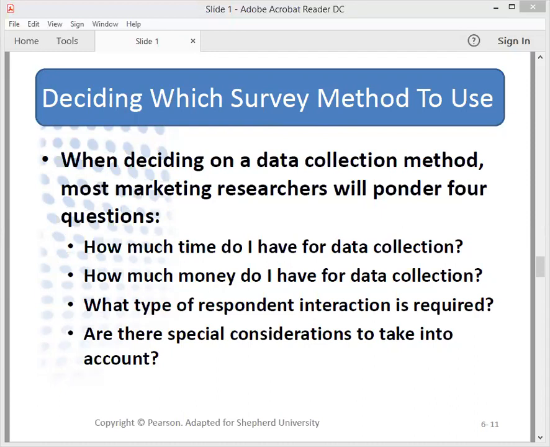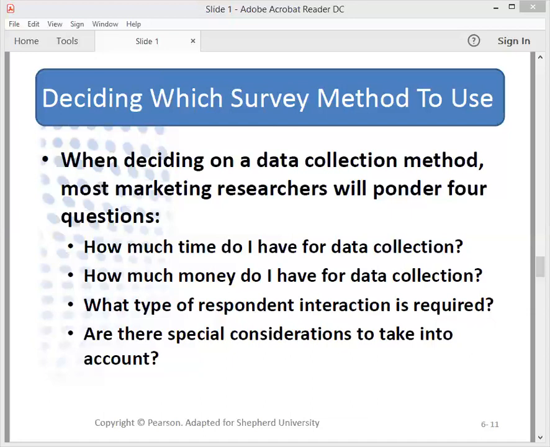Then how much money do we have? Well, with technology costs dropping and internet access becoming commonplace, online survey research options have become attractive when the data collection budget is very austere. Other data collection methods that are relatively inexpensive include central location telephone surveys, mail surveys, and self-administered surveys.